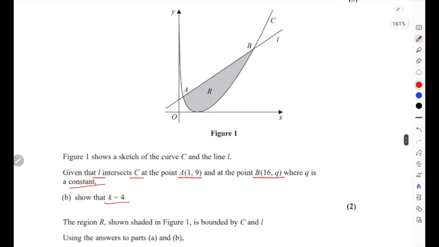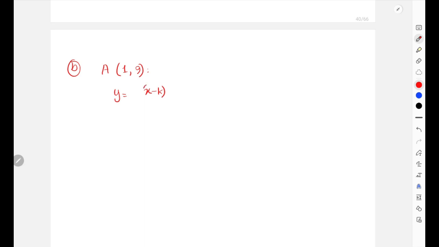Okay. Now we can clearly see we have been provided with a point, intersecting point 1 and 9, right? So we can use that to find the value for k. So 1 and 9 is a common coordinate for the line and for the curve. So I'm going to use that 1 and 9 to input in the equation for your curve to get the value for k. So for part B, A has a coordinate of 1 value for x, 9 value for y. The equation was originally x minus k whole square divided by root x, which is now going to be 9, the value for y, x minus 1 whole square divided by root 1, which is just 1, right? So you're going to get x minus 1 whole square equals to 9.